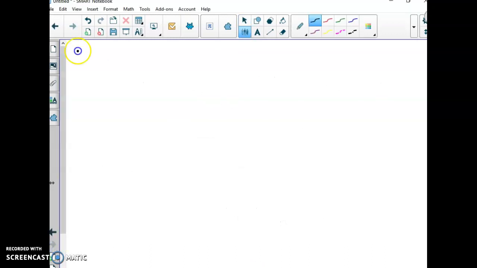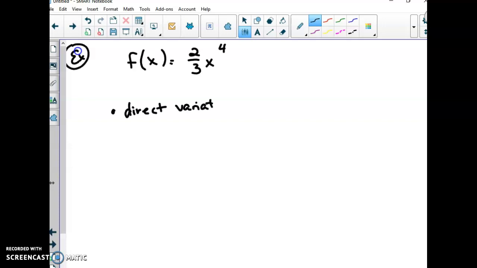So looking at this, if I were to have f of x equals 2/3 x to the power of 4, from this information, you're going to be asked, what is the power? What's the constant of variation? Is this an inverse? Is this a direct? So from this information, we know that this is direct variation. We know that our k value is 2/3. The power is 4. This is all information that would be needed from this.